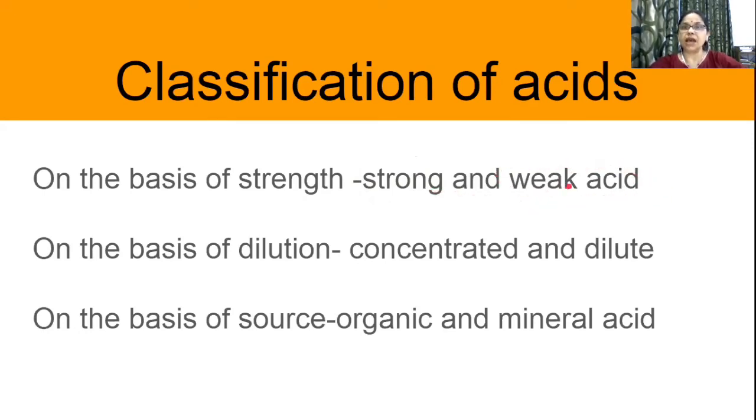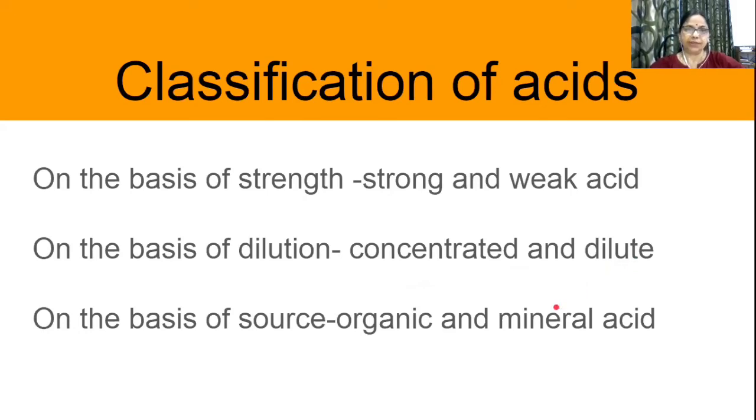Next is weak acids. Weak acids are those acids which do not completely ionize in water, and the examples are acetic acid or any type of organic acid. Even carbonic acid is a weak acid. Next is on the basis of dilution, concentrated acids and dilute acids. Concentrated acids are those which have more acid and less water. Dilute acids are those which have more water and less acid.